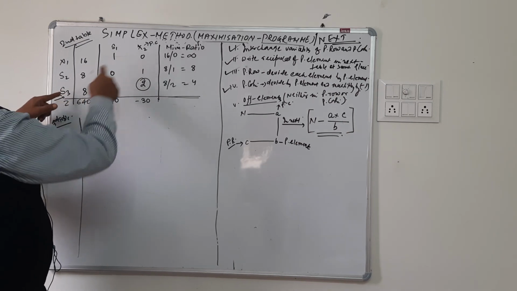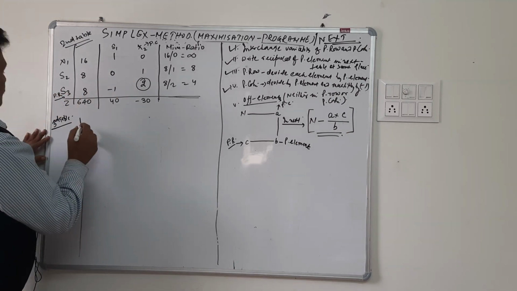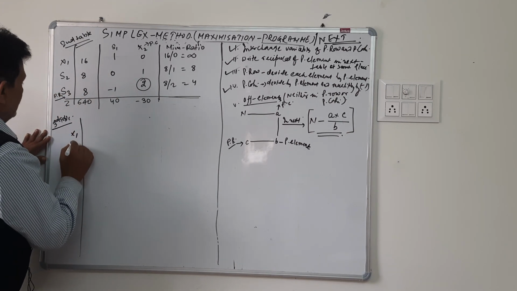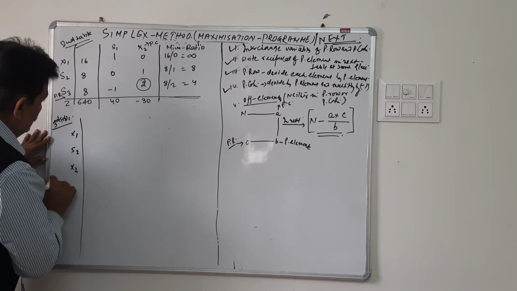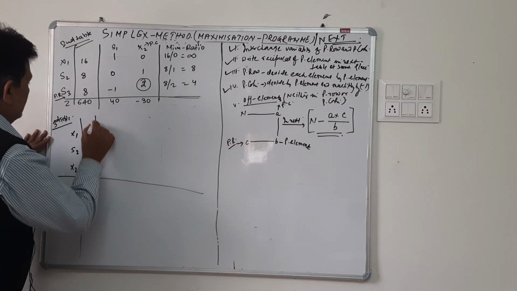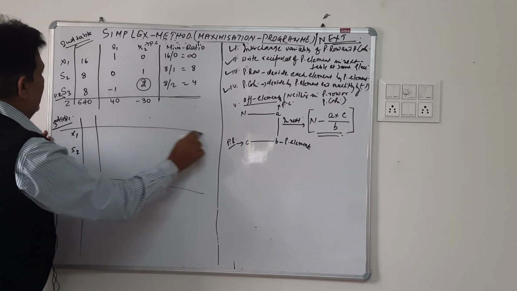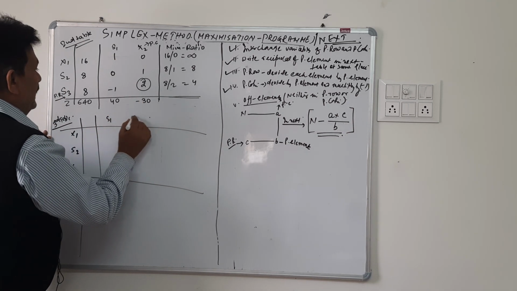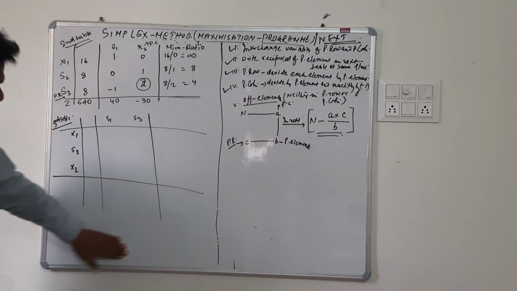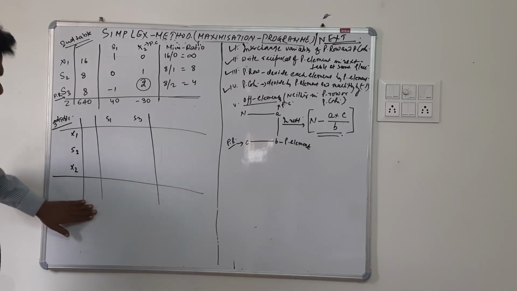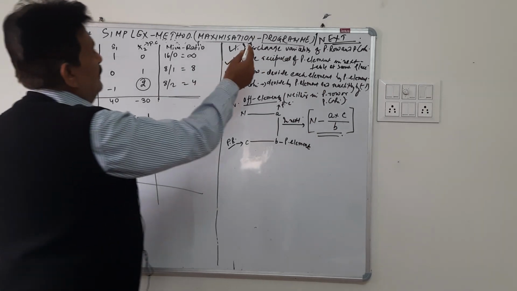Interchange the variables of pivot row and pivot column. So x1, s2, x2, and here will be S1 and S3. So we have interchanged the variables of pivot row and pivot column. This work has been done.